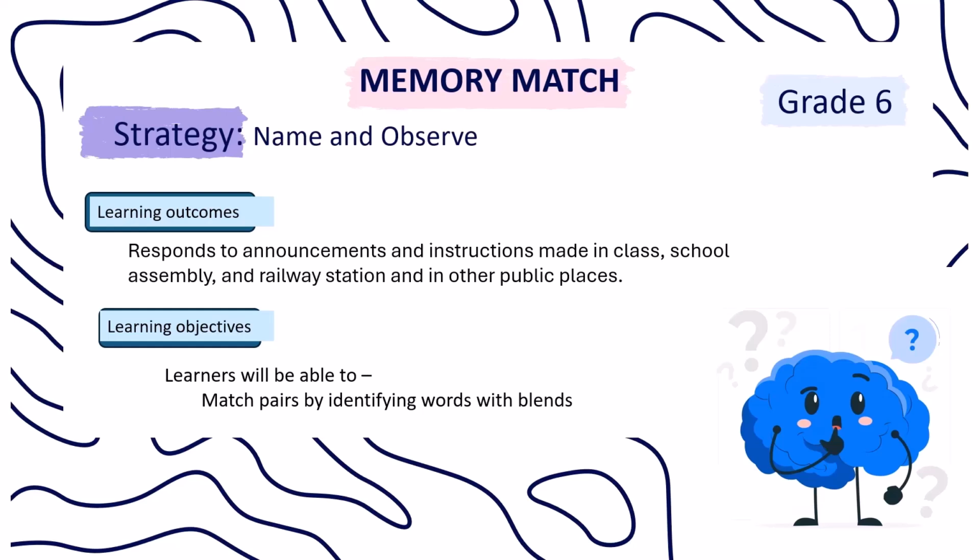The next activity, which is designed for grade 6, is called Memory Match. The strategy used is name and observe. The learning outcome is that learners can respond to announcements and instructions made in class, school assembly, railway station, and any other public place. The learning objective is that learners will be able to match pairs by identifying words with blends.